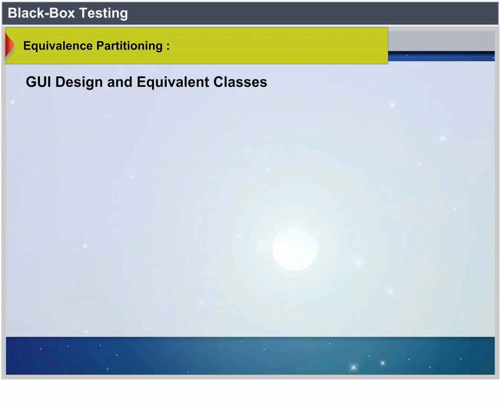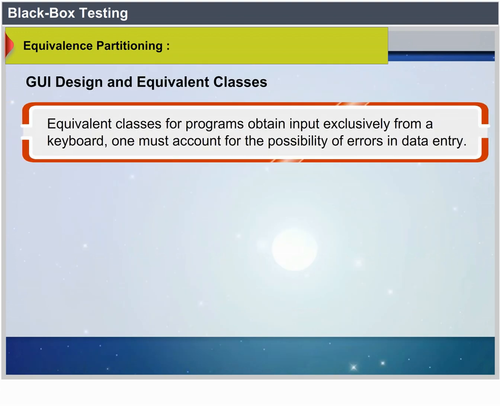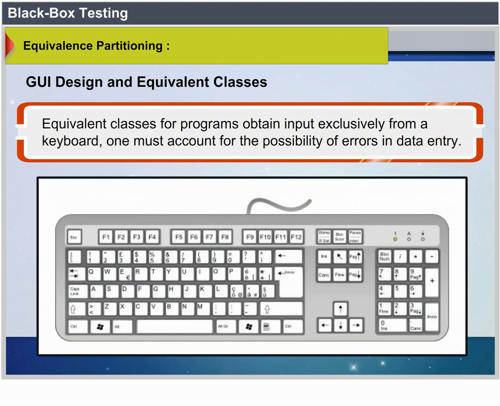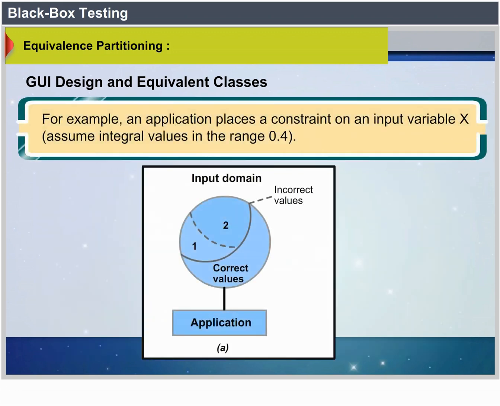GUI design and equivalence classes. Equivalence classes for programs that obtain input exclusively from a keyboard: one must account for the possibility of errors in data entry. For example, an application places a constraint on an input variable x. Assume integral values in the range 0 to 4.